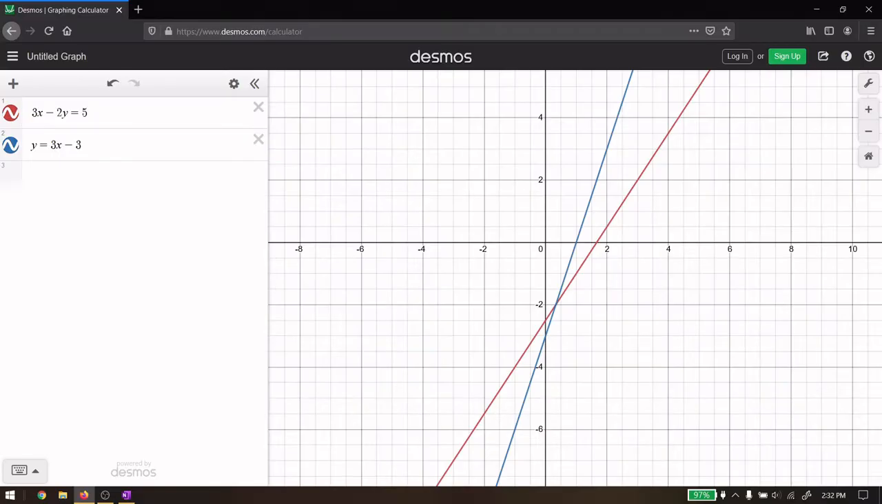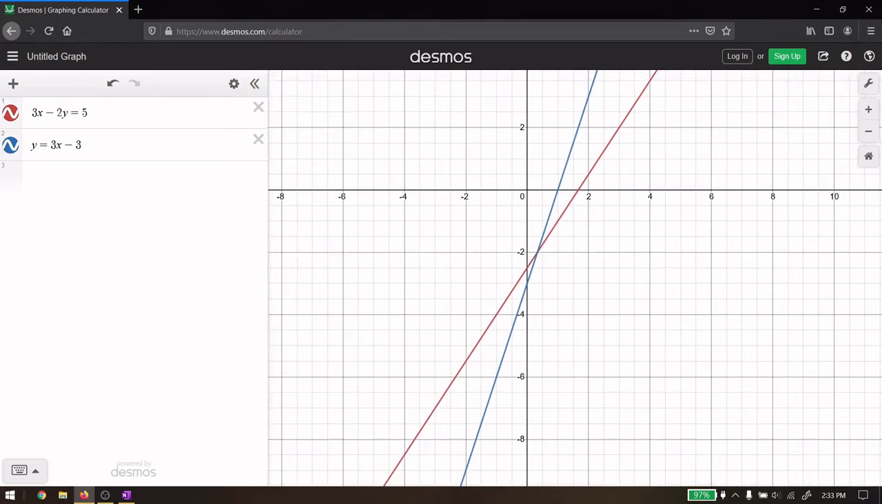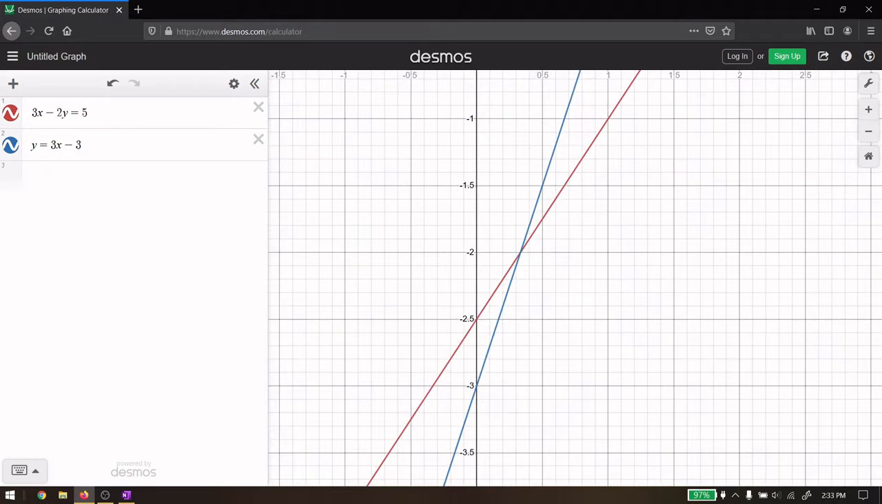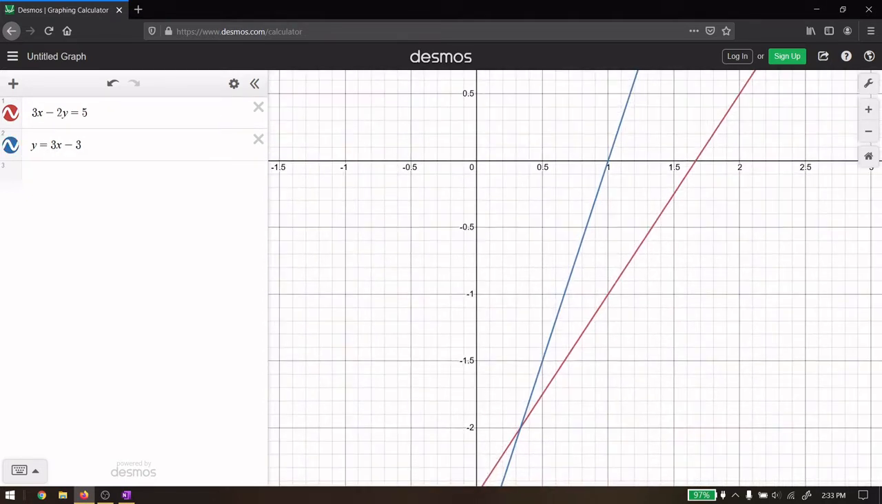So here I have the system graphed. You can see on the left hand side there, 3x minus 2y equals 5 and y equals 3x minus 3. This was the system that we had. And you can see here that the red and the blue lines cross right here at this point, which if you look on the x-axis, that's going to be 1/3, and the y is negative 2. So the point that we actually found was where the two lines intersect.